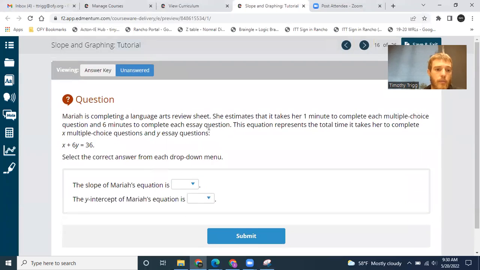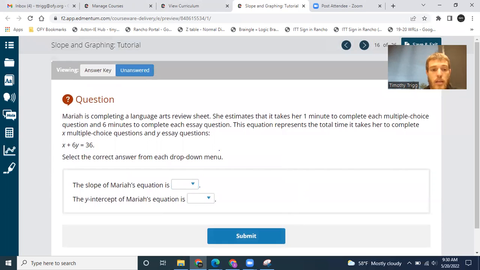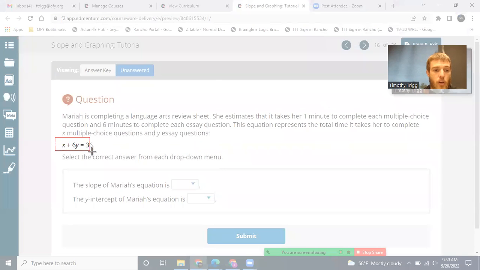Now here we have a word problem. Mariah is completing a language arts review sheet. She estimates that it'll take her 1 minute to complete each multiple choice question and 6 minutes to complete each essay question. The equation represents the total time it takes her to complete X multiple choice questions and Y essay questions. Select the correct answer from each drop-down menu. The slope of Mariah's equation is blank. The y-intercept is blank.